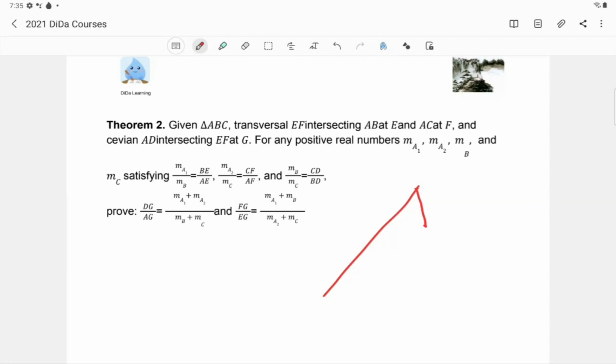Let me try to draw it so it won't go out of the page. So you have triangle ABC, and then you have a transversal EF, and then you have the Cevian AD intersecting EF again at the point G.